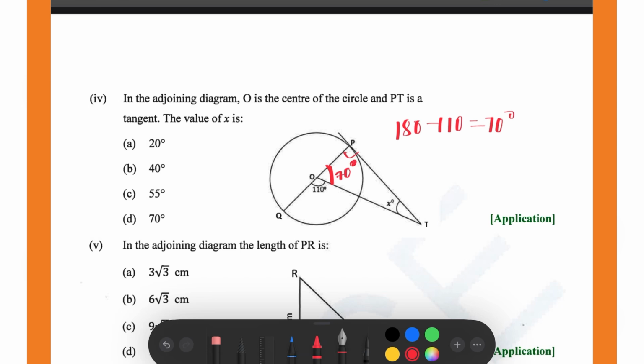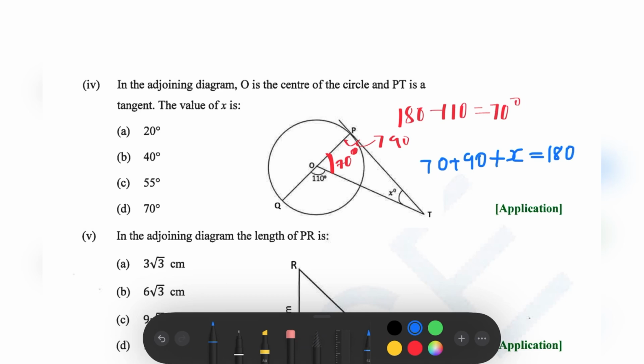One is the angle sum property. What is the angle sum property? This is 70, this is 90, and the remaining we have to find. 70 plus 90 will be 160. So 70 plus 90 plus x is equal to 180, so 160 plus x is equal to 180. So x is equal to 180 minus 160, that is 20 degrees. So this is my answer.